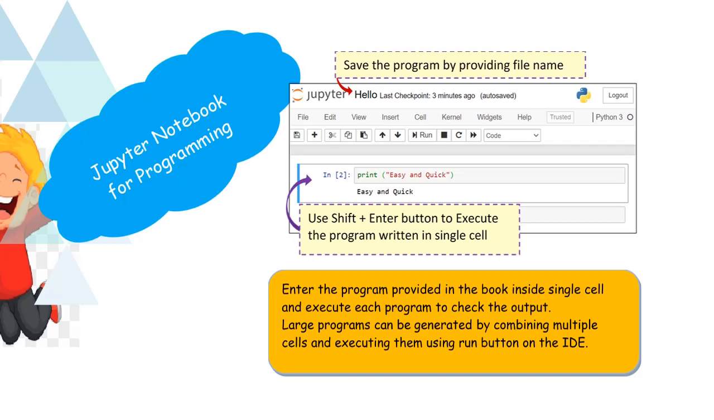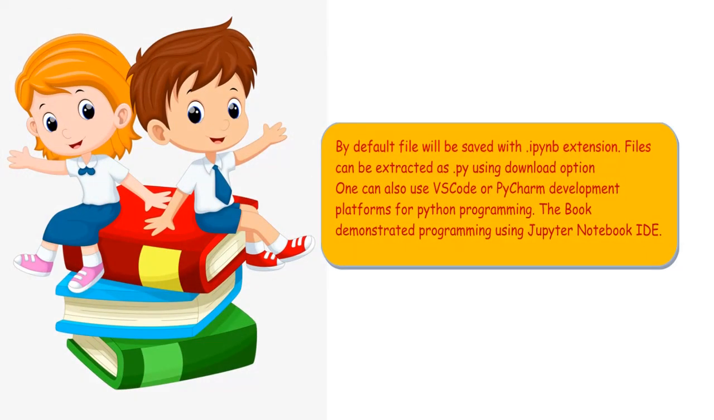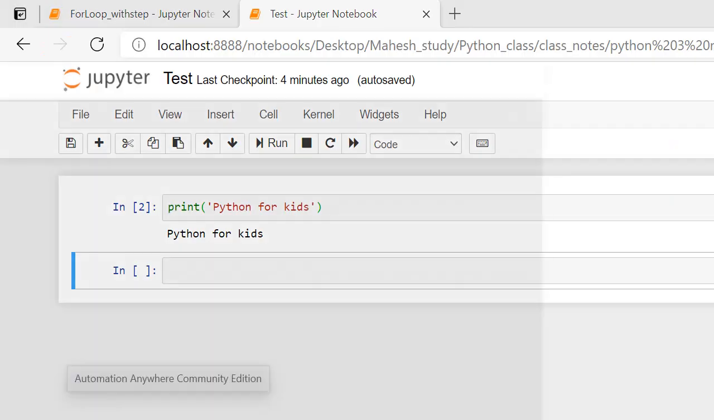We can generate a large program by combining such multiple cells and run it using the run button on the IDE. By default, files will be saved with ipynb extension. Files can be extracted as .py using the download option. One can use VS Code or PyCharm development platforms for Python programming.